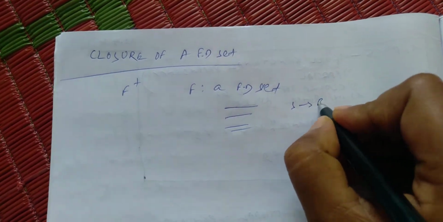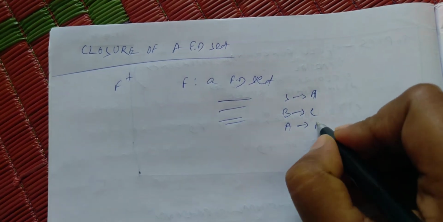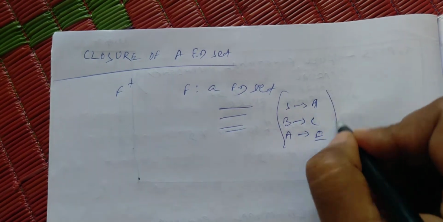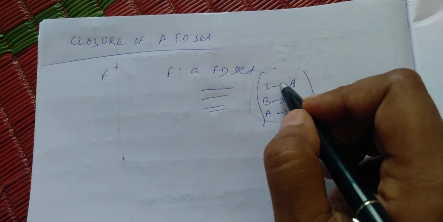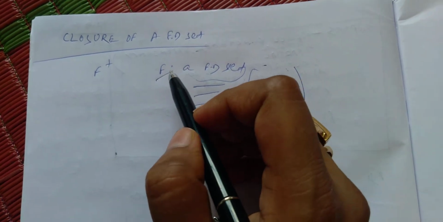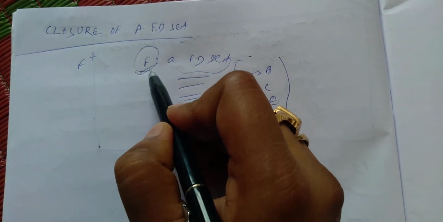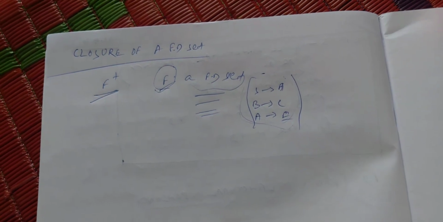Suppose S tends to A, B tends to C, A tends to E. Likewise, this is a set. So a set where multiple functional dependencies are there. So a functional dependency set, say, is named as F. The closure of this set will be termed as F plus. Okay. So how do you determine this F plus?